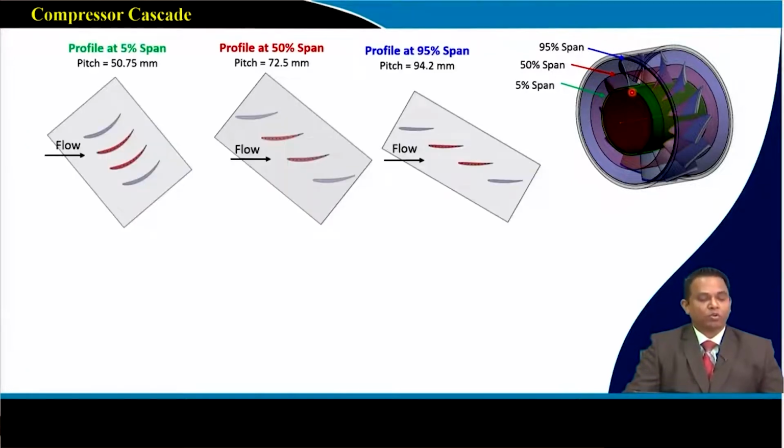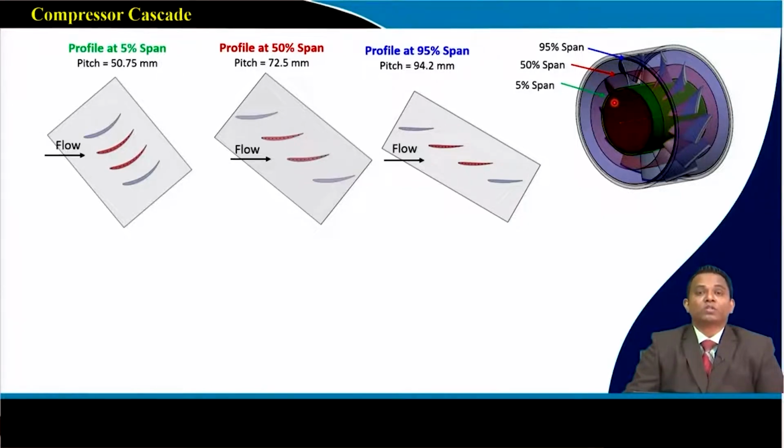So let me show you here. If you look at this, this is my profile at 5% span. When we are looking at our delta beta, that's what is giving me this kind of curvature. This aerofoil is an indigenous aerofoil, an individual aerofoil. If I go here to 50% span, you can understand that as we move away from my hub, my radius is going to increase.